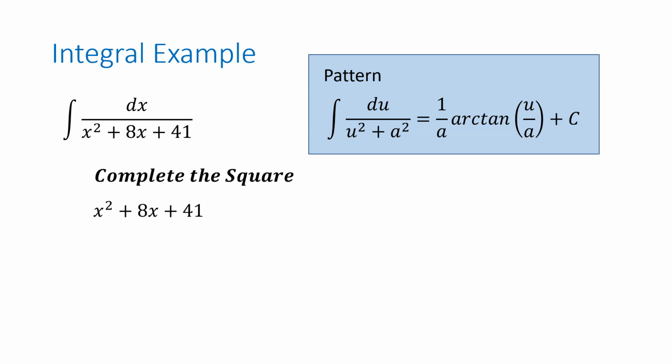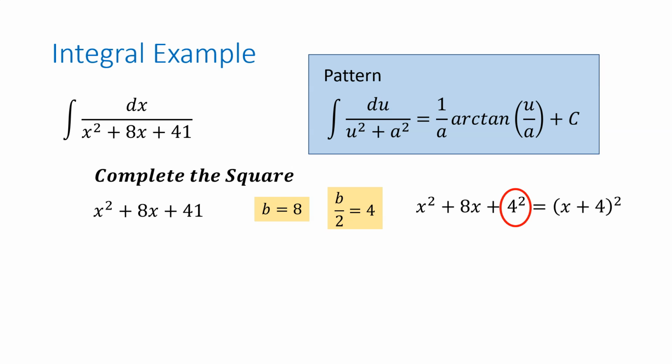We isolate the denominator x squared plus 8x plus 41. The linear coefficient is 8. Half of that is 4. And so the perfect square pattern is x squared plus 8x plus 4 squared equals x plus 4 in parentheses squared. The 4 squared can be evaluated as 16, and so we need to add 16 to complete the square.